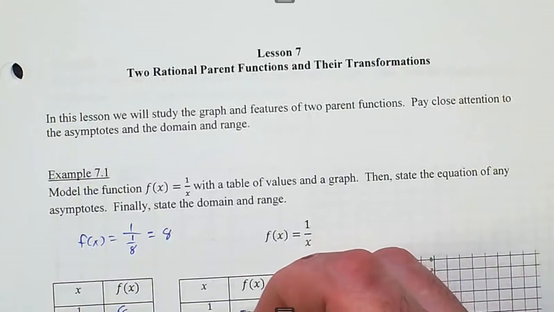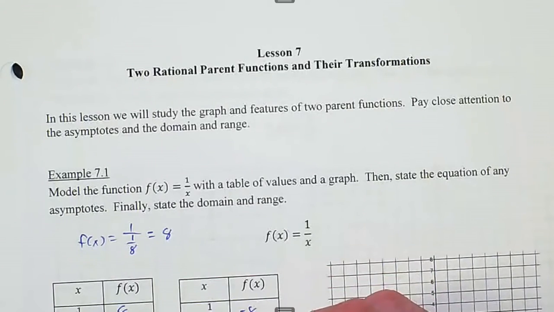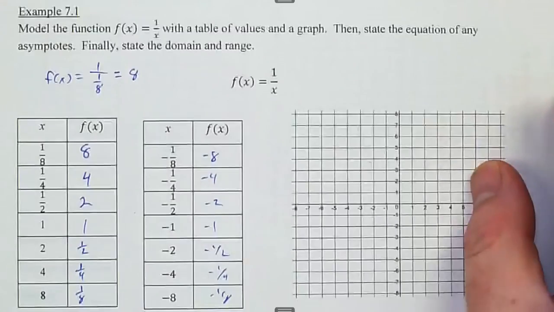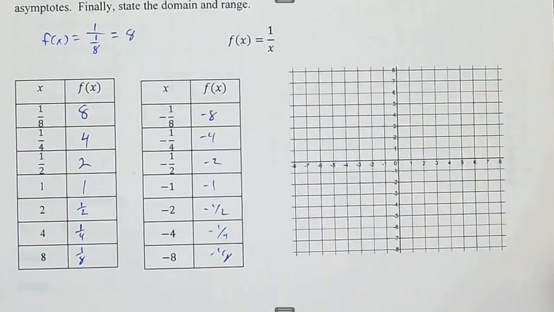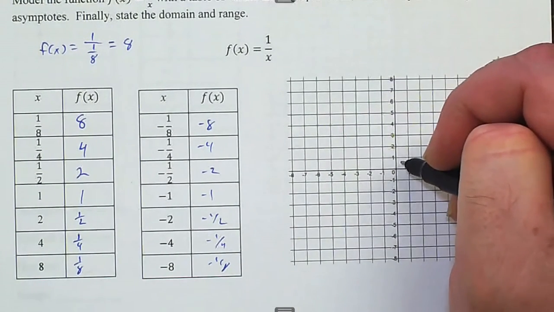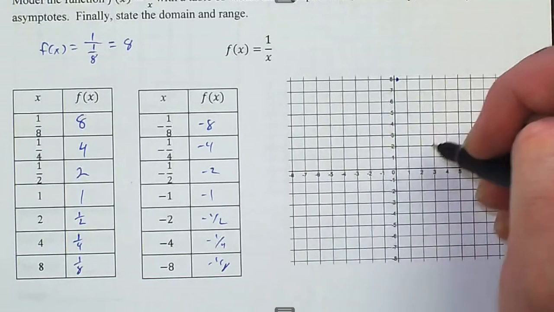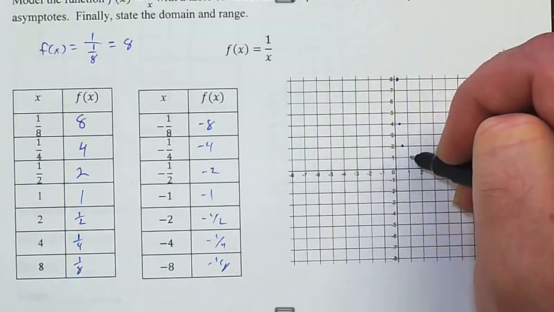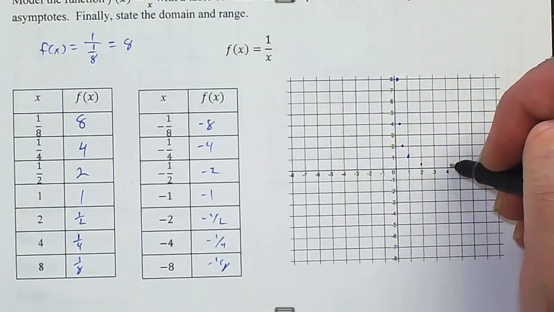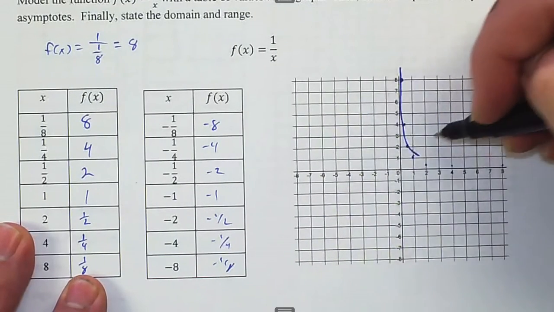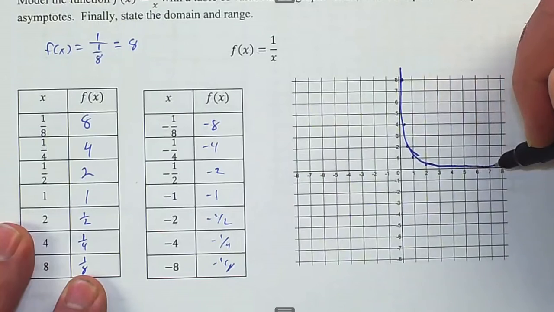And the same is true for the negatives: negative 8, negative 4, negative 2, negative 1, negative 1 half, negative 1 fourth, negative 1 eighth. So plotting these values gives me, let's see here, 1 eighth goes to 8. 1 fourth goes to 4. 1 half to 2. 1 to 1. 2 to a half. 4 to a fourth. And 8 to 1 eighth. So we get this famous hyperbola branch here.